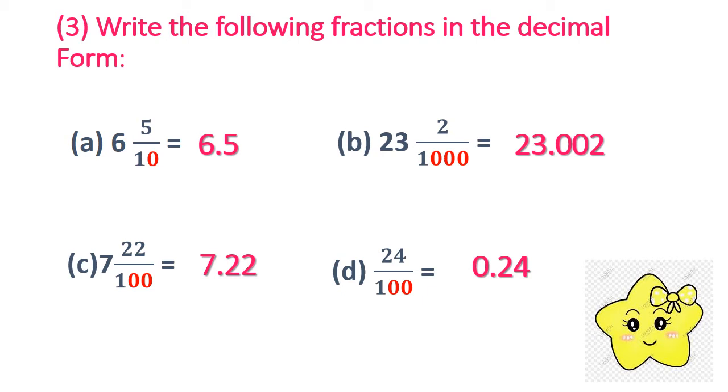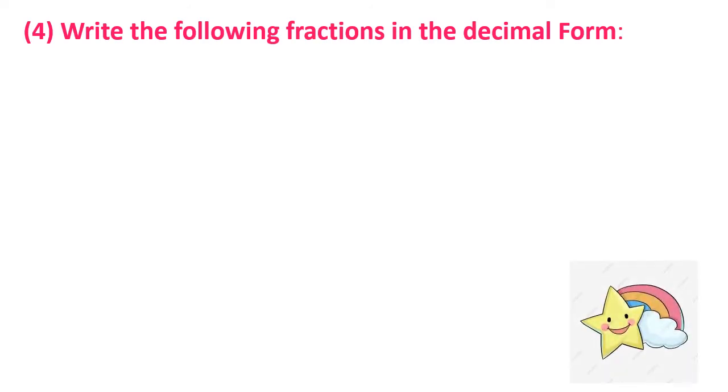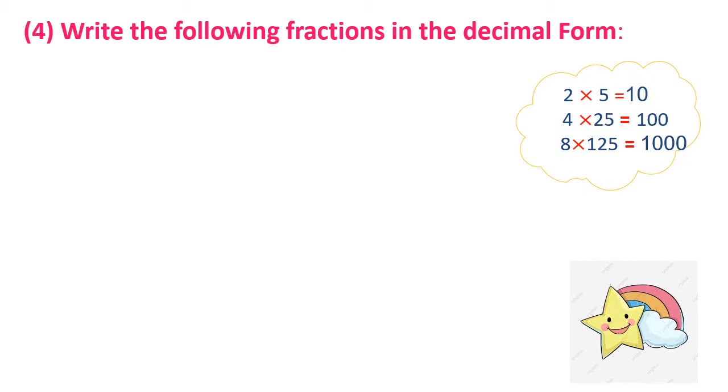Question 4. Write the following fractions in the decimal form. We will remember the friends. 2 friends 5: 2 times 5 equals 10. 4 times 25 equals 100. 8 times 125 equals 1000.